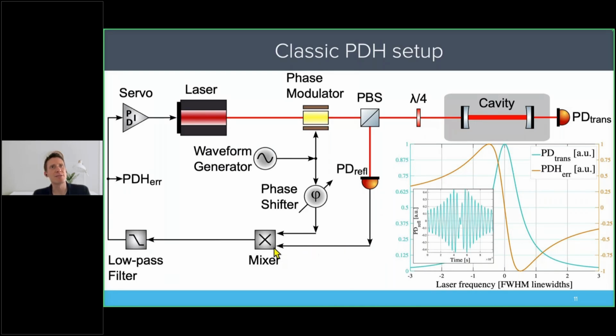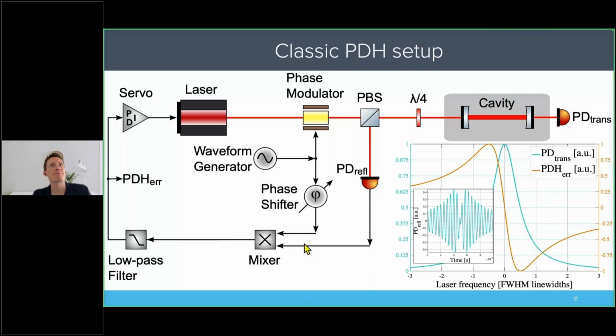So one port of our multiplier, our mixer, is our photodiode signal, and the other port is the same waveform that we used to create our sidebands. So if we send a 10 megahertz sine wave to our phase modulator, that's the same 10 megahertz sine wave that we send to this mixer. There could be some phase shifter in between. That could be cables or a dedicated phase shifting board or instrument.